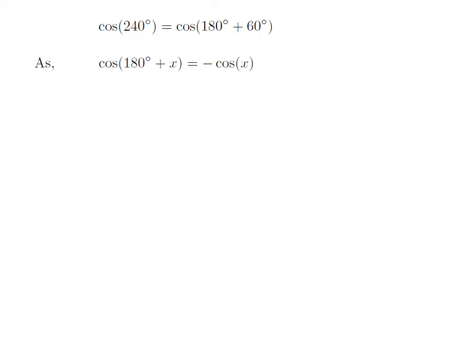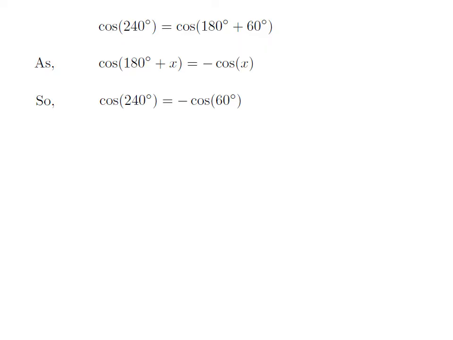As we know, the trigonometric identity cosine of 180 degrees plus x is equal to minus cosine of x. The video explaining how to derive this identity is appearing in the upper right corner. Also, the URL address of the video has been mentioned in the description section.